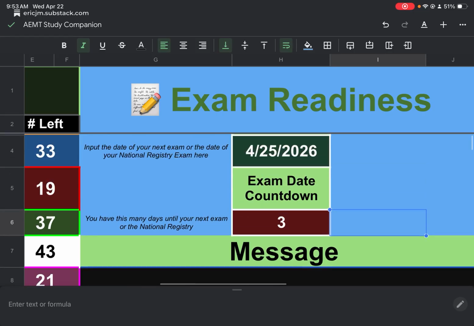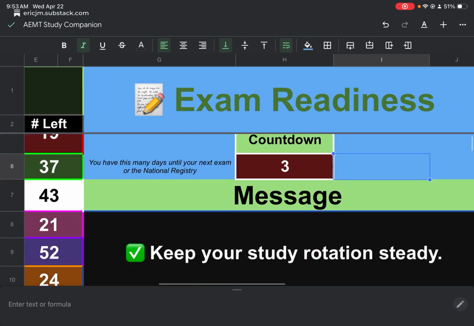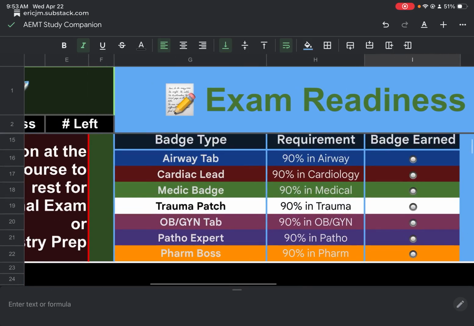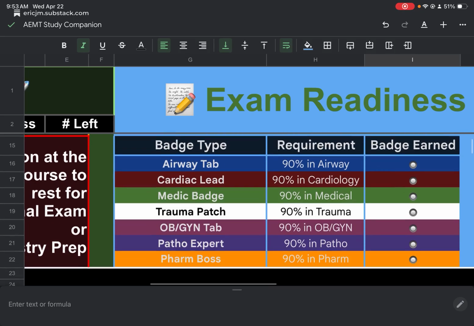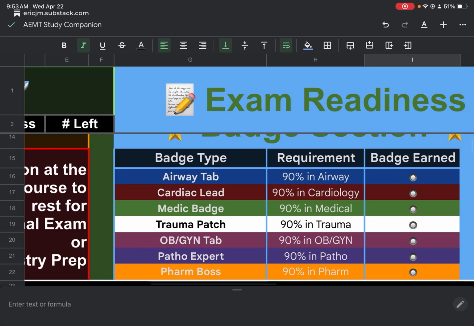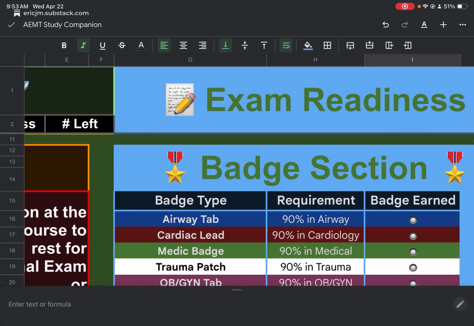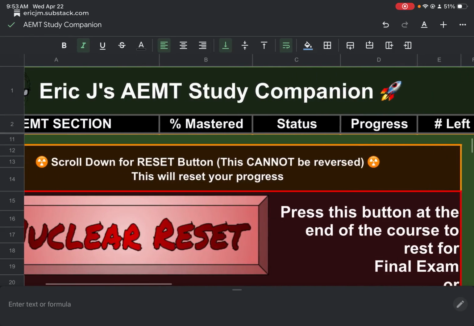So if you type in the date that you have your next exam or your National Registry on, every single day you come in to your spreadsheet, you'll be able to see how many days you have until then. And then below here, if you end up mastering some of this stuff, I gave cool little badges or whatever. Again, this works a little better on the desktop app than it does on the iPad app, which is what I'm using here.